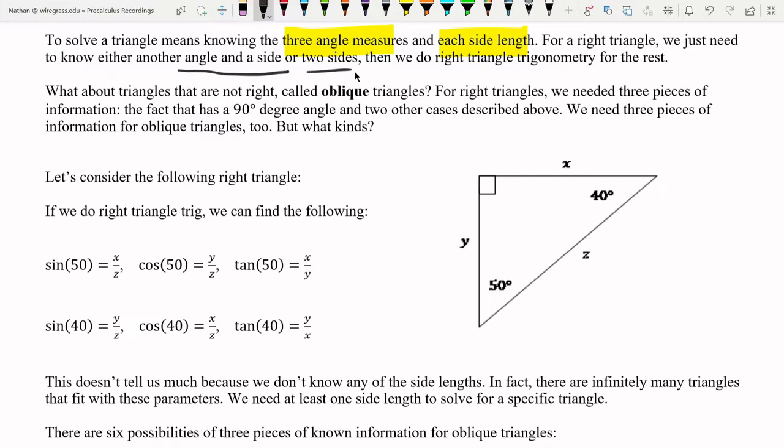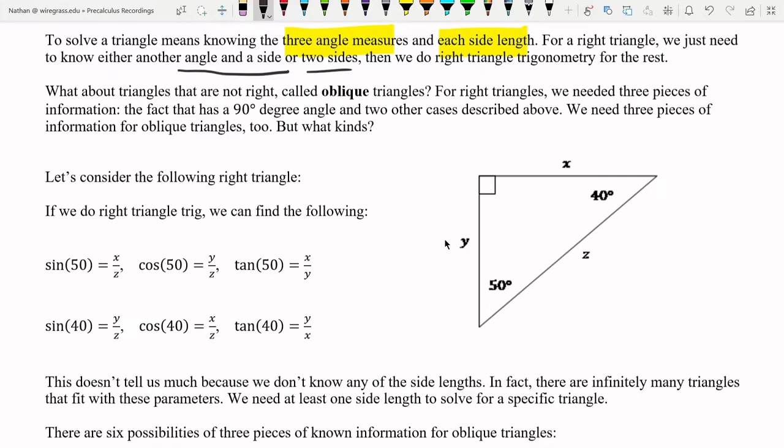Now, for triangles that are not right triangles, these are called oblique triangles. How do we solve those? Well, for right triangles, we actually have three pieces of information. We have either the angle and a side, like I said, or two sides, and the fact that it is 90 degrees. That is a third angle. That's a third piece of information because it's a right triangle. And we will need three pieces of information for oblique triangles to solve those as well. We're going to need to know different kinds of techniques to solve those things.